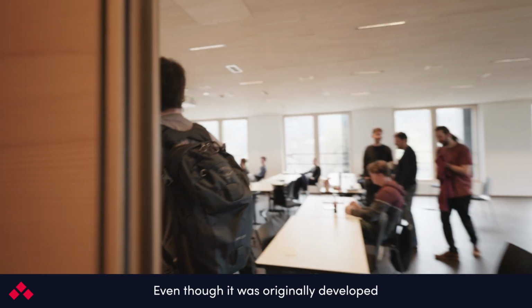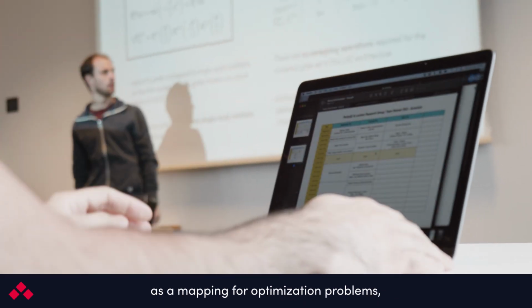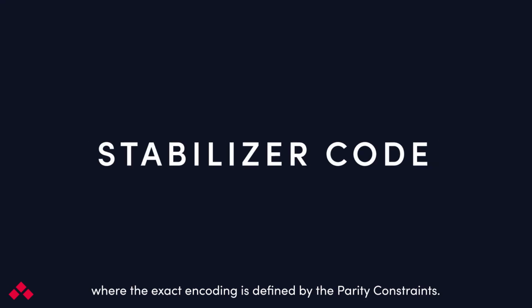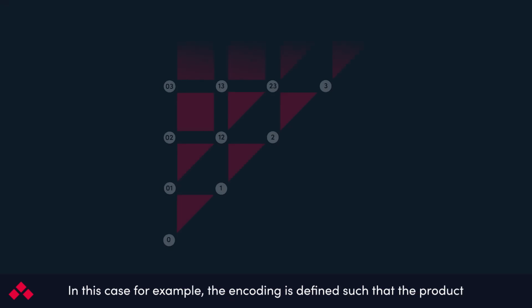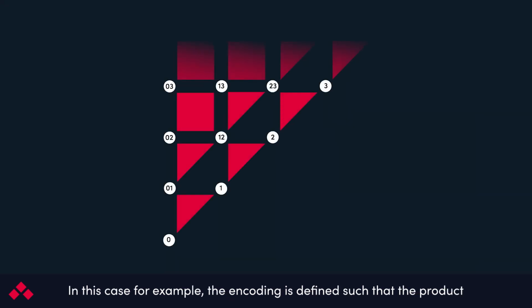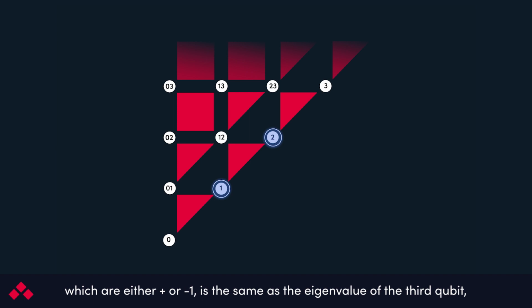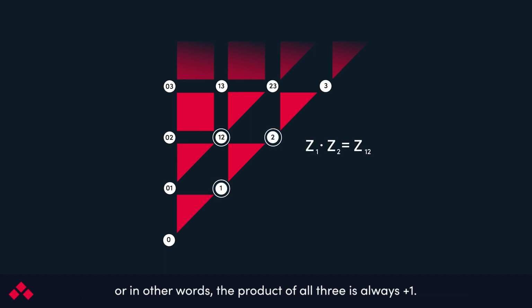Even though it was originally developed as a mapping for optimization problems, the parity code can also be understood as a stabilizer code, where the exact encoding is defined by the parity constraints. In this case, for example, the encoding is defined such that the product of the eigenvalues of two qubits, for example these two, which are either plus or minus 1, is the same as the eigenvalue of the third qubit, or in other words, the product of all three is always plus 1.